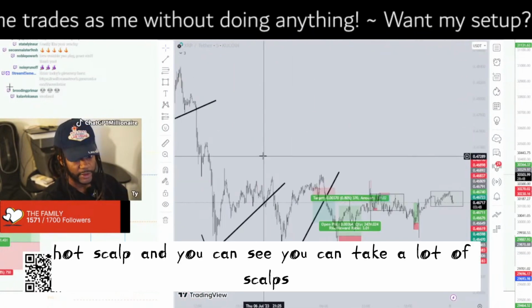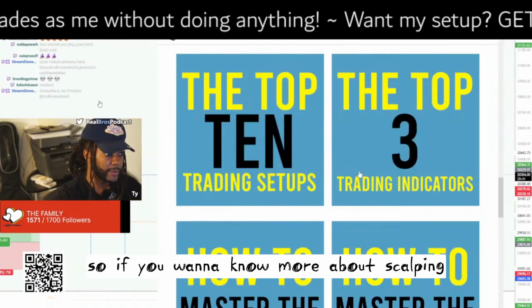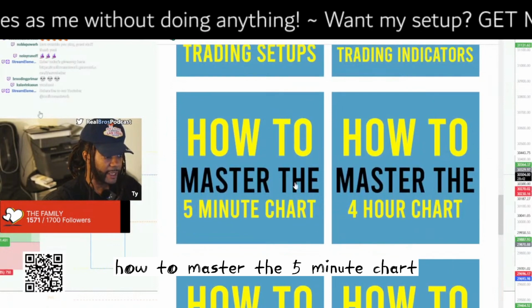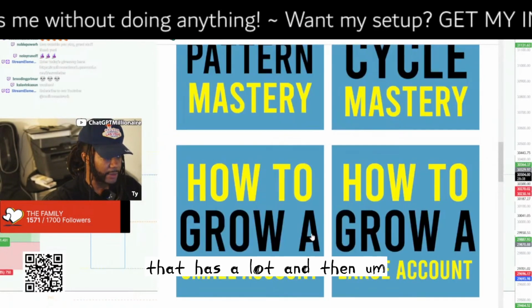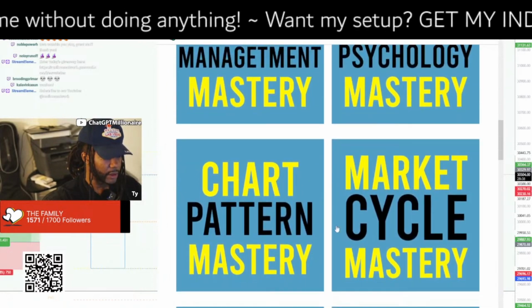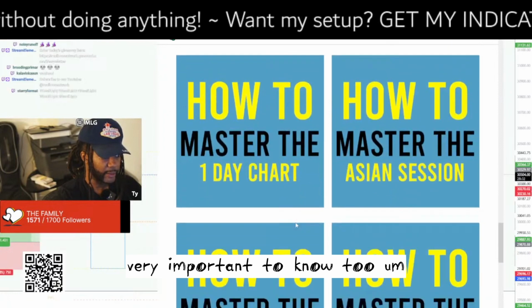how I scalp, and you can see you can take a lot of scalps. So if you want to know more about scalping, how to master the 5-minute chart, that has a lot. And then market cycles and chart patterns are very important to know too.